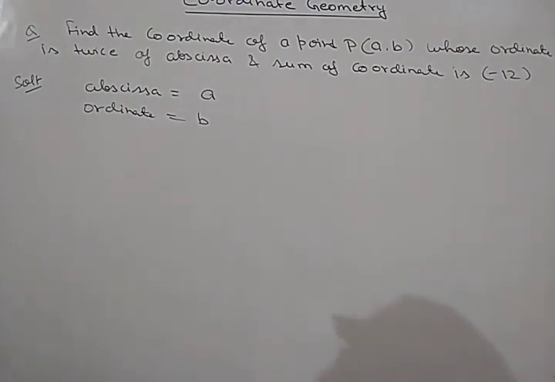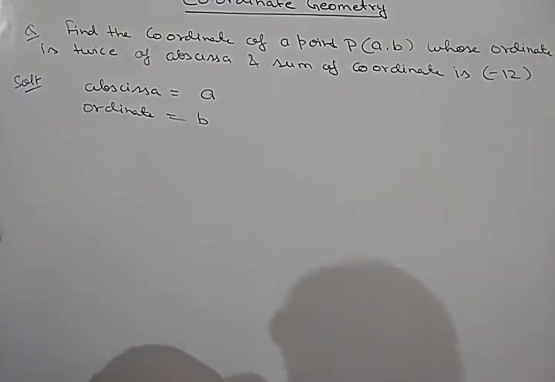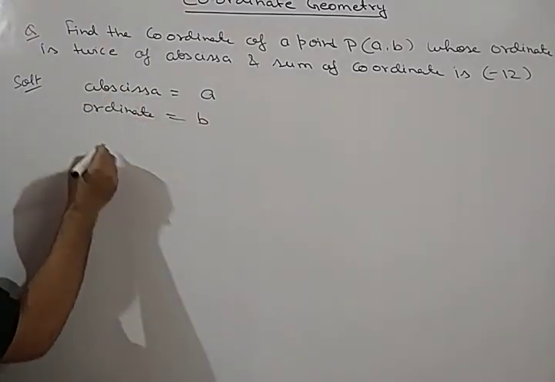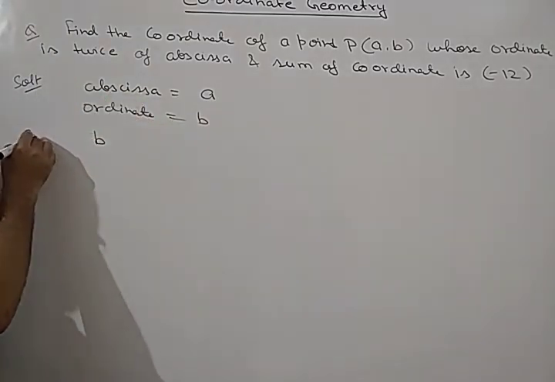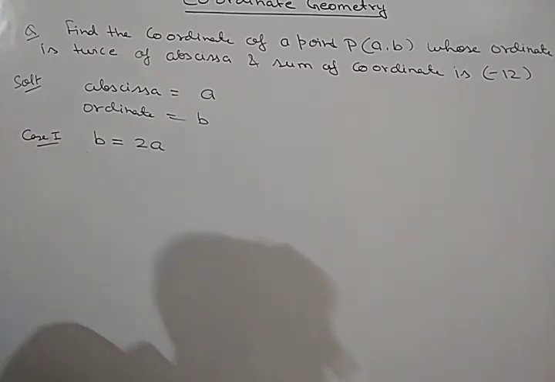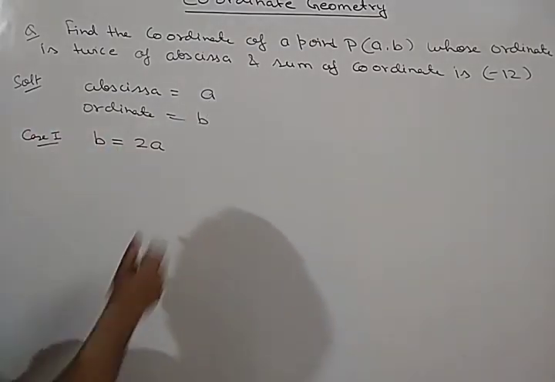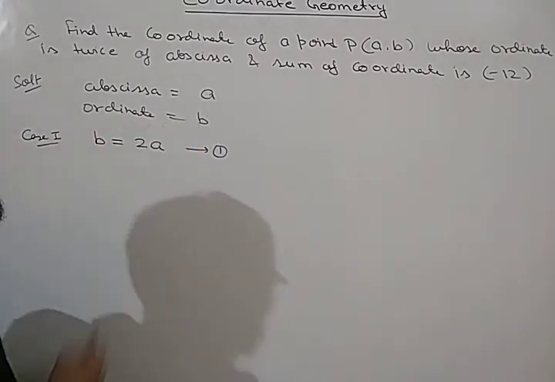Now what is the condition given? Whose ordinate is twice of abscissa. It means we have given first case B is equal to twice of A. Ordinate is twice of abscissa. It means B is equal to 2A. This is our equation number 1.